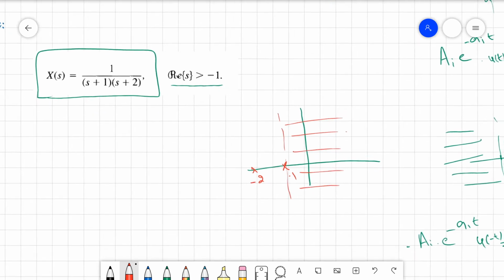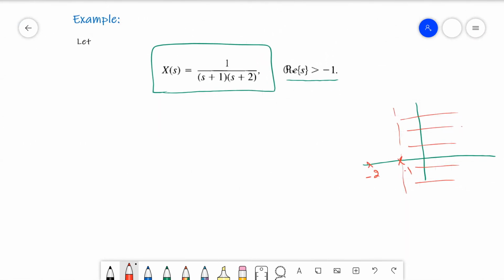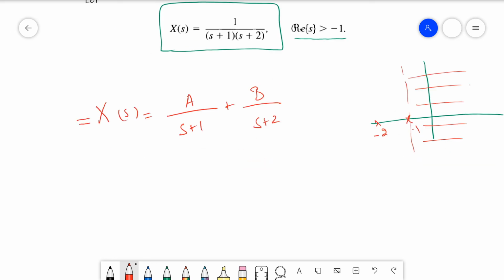So firstly we have to find the partial fraction expansion, and then we will find the region of convergence for individual terms. We know that X of s can be written as a divided by s plus 1 plus b divided by s plus 2. This X of s is, by the way, 1 over s plus 1 s plus 2.